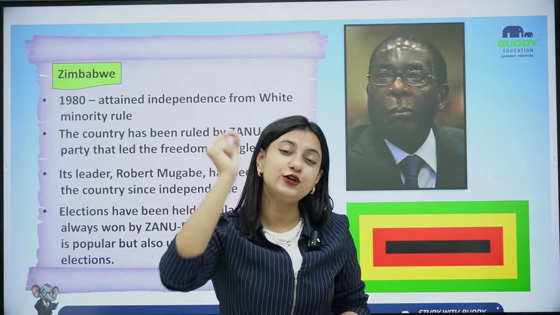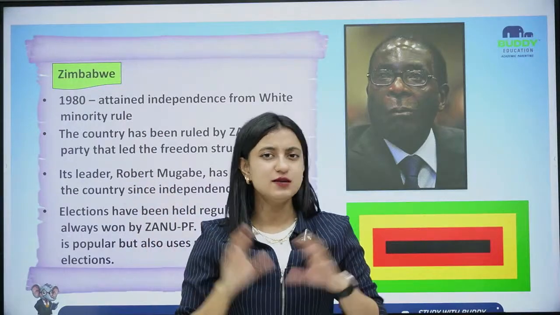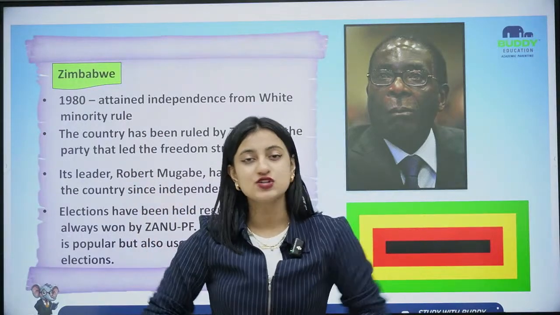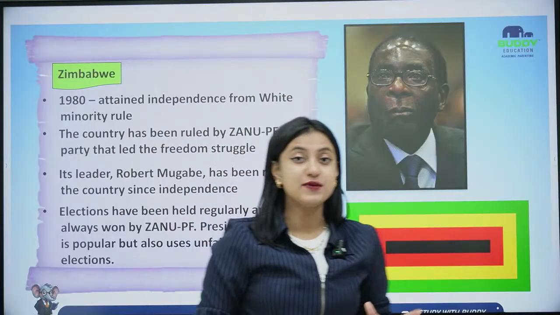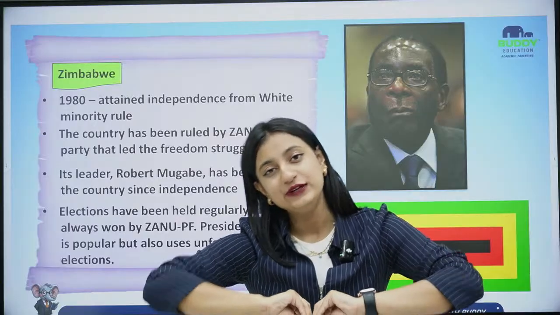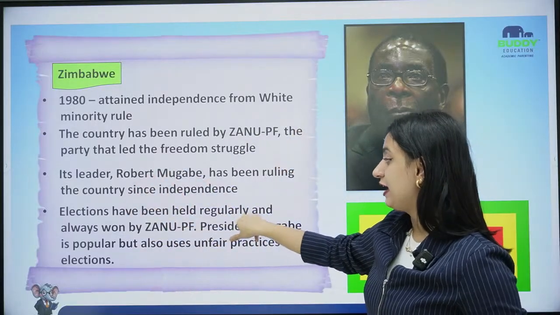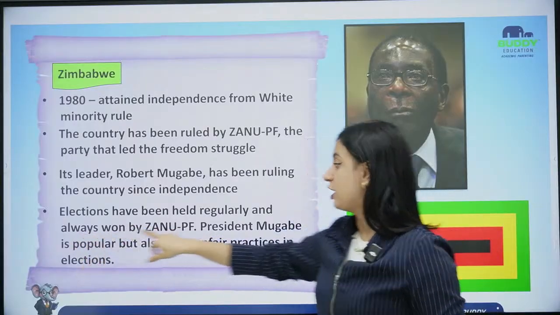And you would want that leader to always support you. You would want that leader to take decisions for you. Similar thing happened. All the citizens were extremely inspired and impressed by Robert Mugabe's action, and they were like, we want Robert Mugabe only as our final leader. Exactly that happened. Elections have been held regularly and were always won by ZANU-PF.